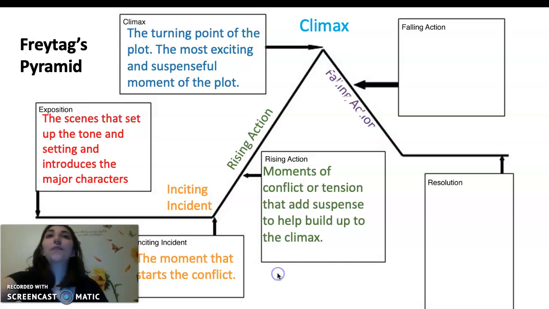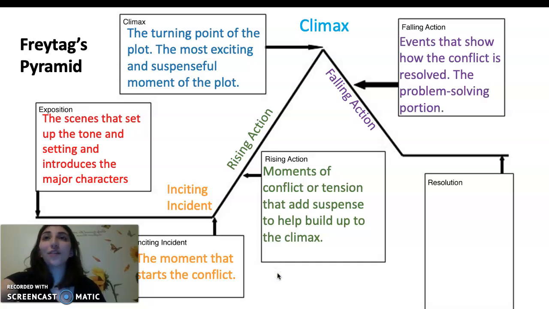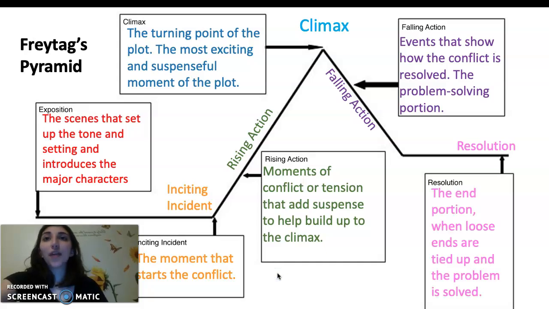Following the climax is the falling action. So this is when events show how conflict is resolved, or the problem-solving portion. It's the moments that lead up to the ending, which in this case is called the resolution. So the resolution is the moments that tie up the loose ends, and the problem is solved. This is the happy ending, or sad ending in some cases.